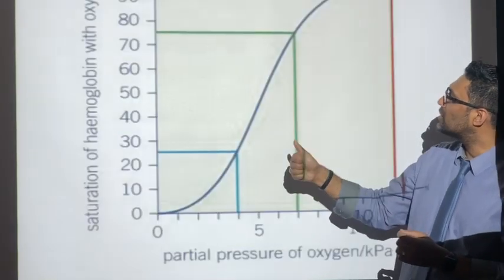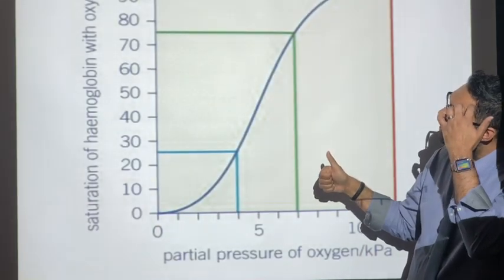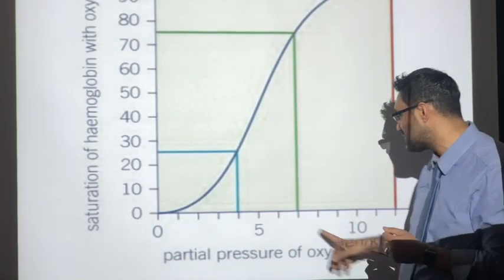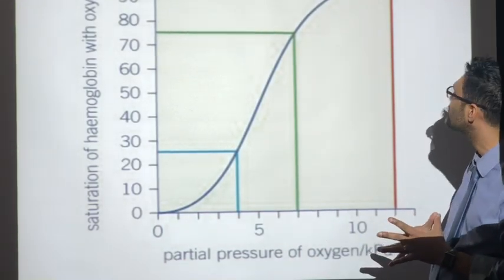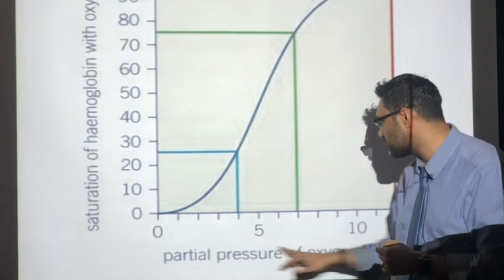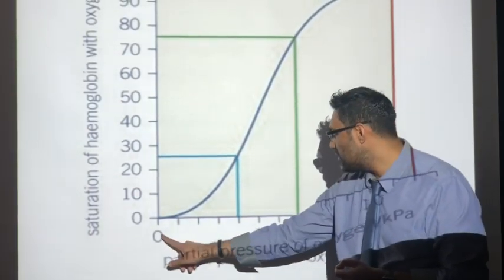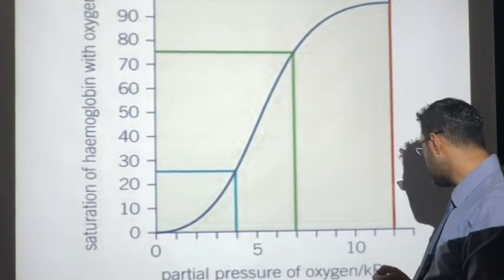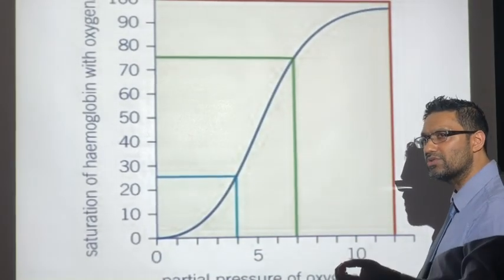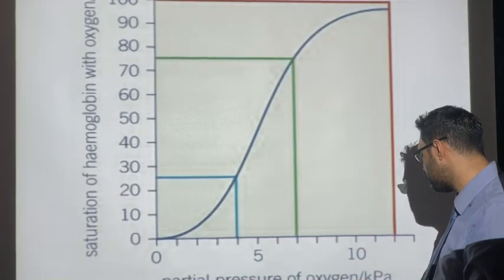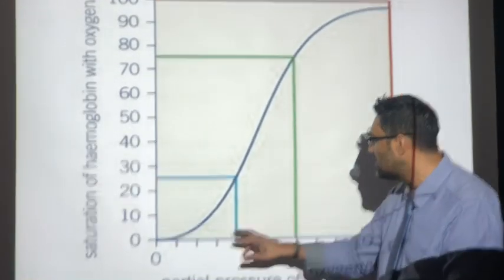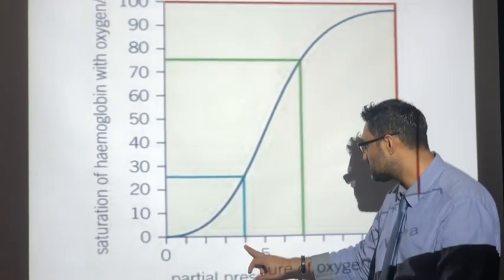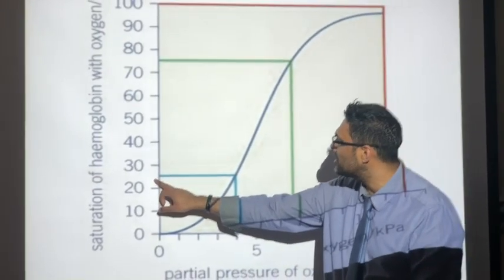So if you go on to the next slide, this is from your textbook, your Caboodle textbook. It's exactly the same graph, but it's easier to read from this one. So here's your partial pressure of oxygen, between 0 and 4 kilopascals. The old units were millimeters of mercury, but you can use kilopascals for pressure. At 4 kilopascals of pressure, you've got 25% saturation.